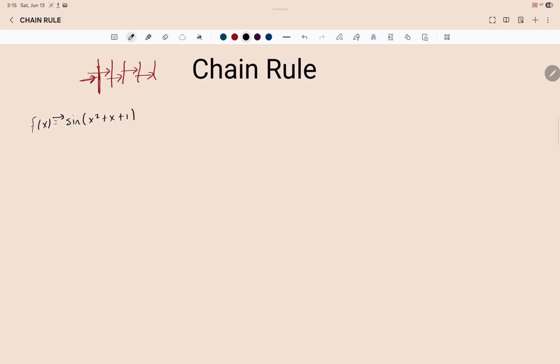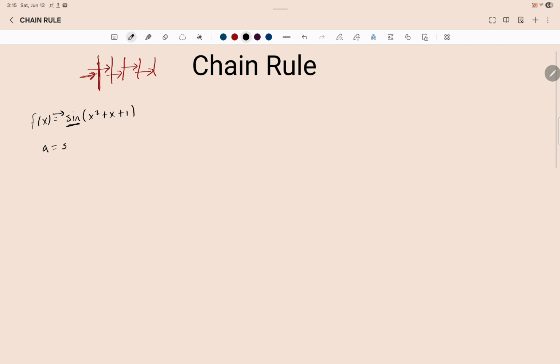Okay, cool. So first things first, I have a drill. The first function that I hit is the sine function. So I'm going to let A equal sine. But we don't care about the inside for now. We're just going to call it B. Cool. Then we're going to drill again. Now I'm hitting the inside, which is x squared plus x plus 1, and I'm going to call that B. So B equals this inside, x squared plus x plus 1.